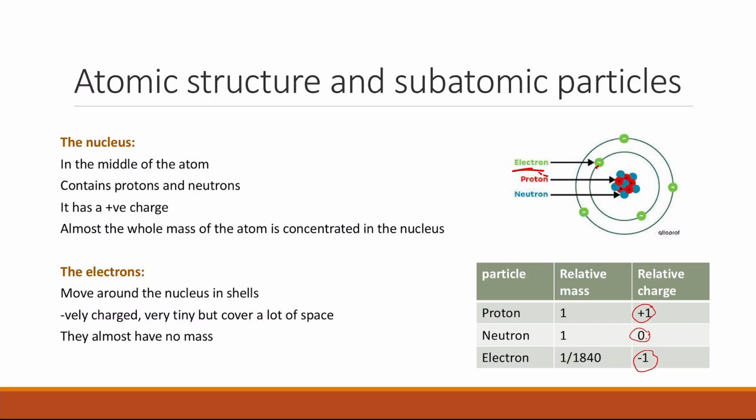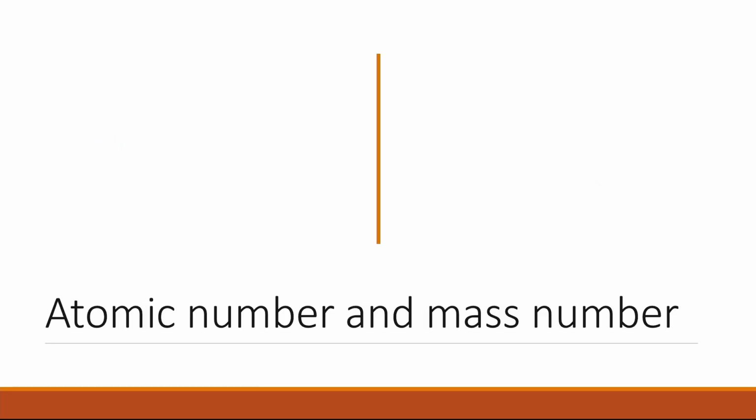When we look at the relative charge, we see that protons are positive 1, neutrons 0, and electrons minus 1. For a neutral atom, not an ion with a positive or negative charge, the number of protons inside the nucleus equals the number of electrons that surround the nucleus.